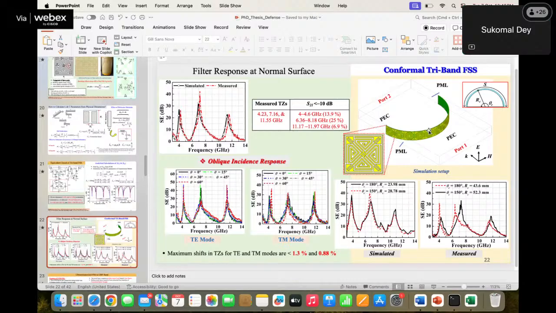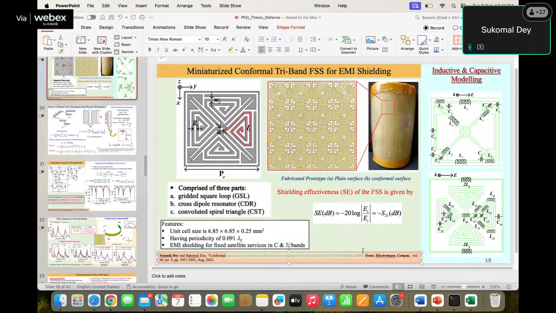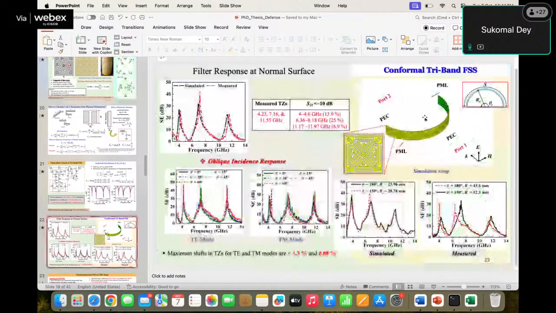Are you understanding whatever I said? Yes, sir. Here, one unit cell means not a single unit cell. For conformal FSS, one unit cell means one ring or one half ring you can consider, because here it is one half ring, not a circle. You can't see it from here, but if you look at this paper, you would see that it is basically one half cycle. Understood, sir.